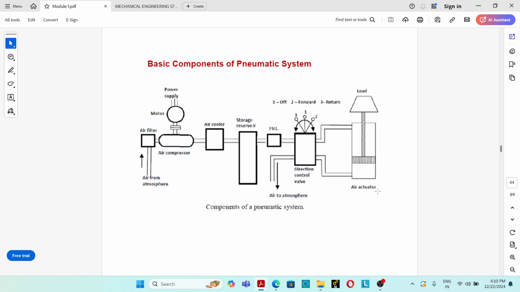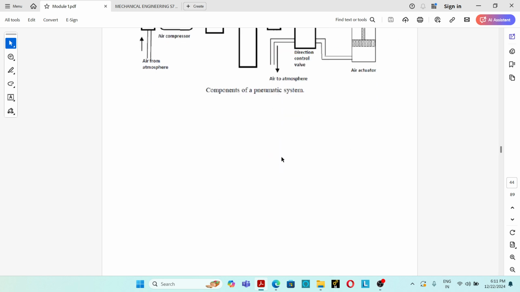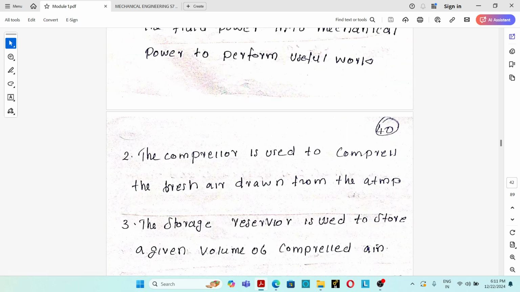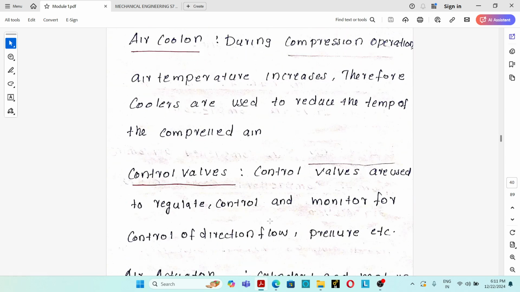So these are the components in a pneumatic system. We have air filter, air compressor, air cooler, storage reservoir, FRL unit, then direction control valve, then air actuator. FRL unit means filter, regulator, lubricator unit. This is also a very important question. There is a chance that you may be asked to explain with a neat sketch the main components in a pneumatic system and the main components in a hydraulic system.